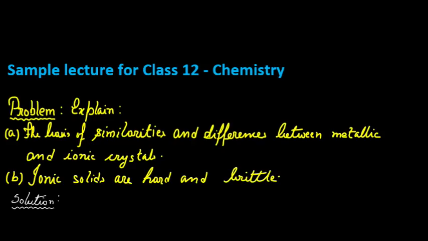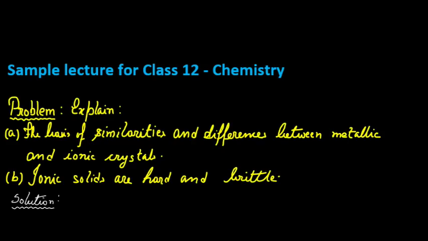The basis of difference between metallic and ionic crystals is that in metallic crystals the electrons are free to move, and so metallic crystals can conduct electricity. However, in ionic crystals the ions are not free to move. As a result, they cannot conduct electricity in the solid state. However, in molten state or in aqueous solution, they are good conductors of electricity.